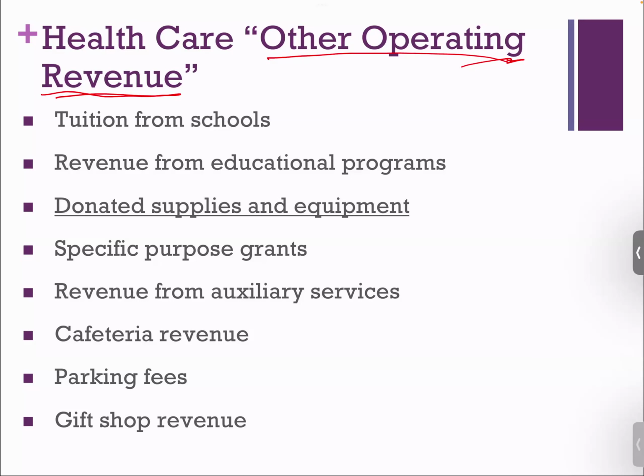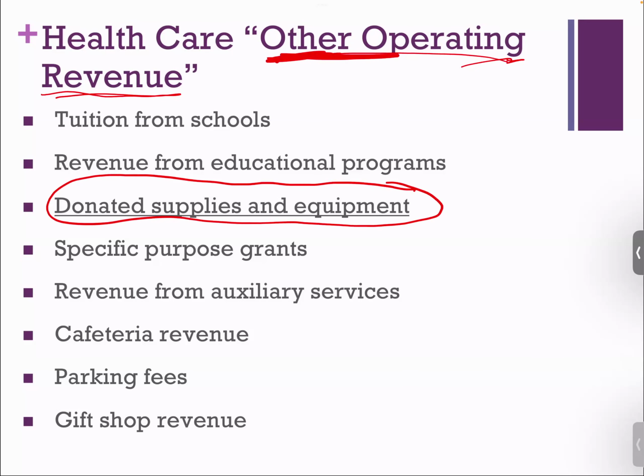This one here, I underlined it in black because it's just a little tricky. I don't know why they do this, but donated supplies and equipment is going to be other. Okay, so donated supplies and equipment is other. Grants, auxiliary services, cafeteria revenue. Remember that one? It seems like it gets tested too. Parking fees, gift shop revenue. Those are all other. Okay.